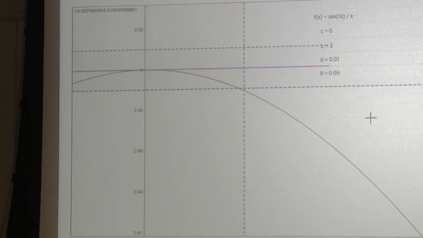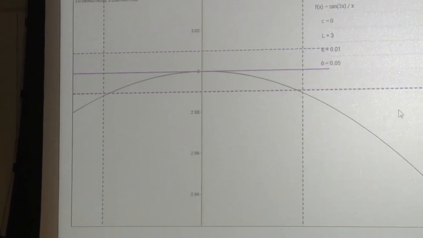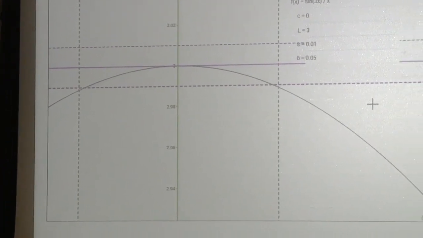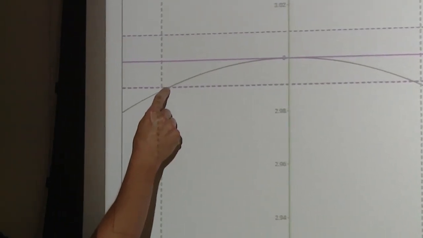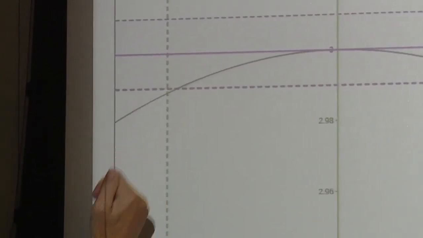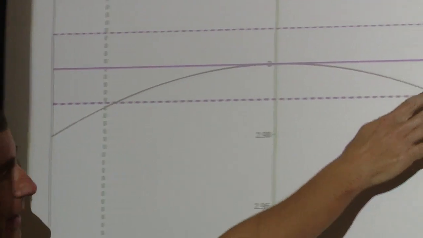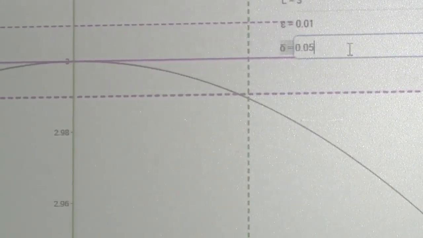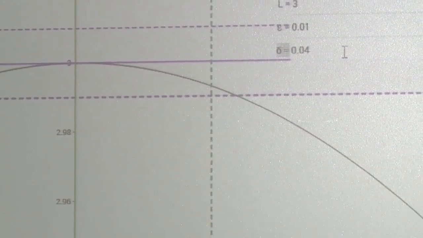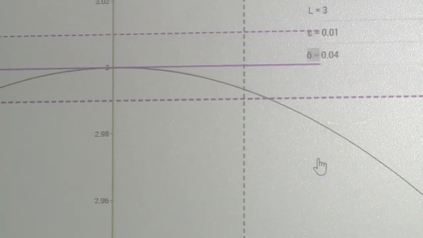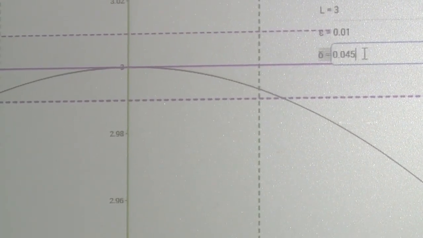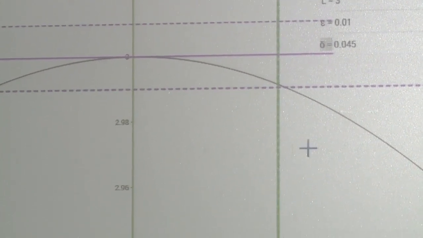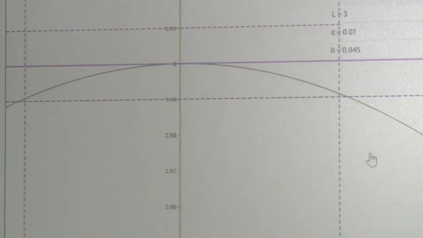Does it work? Not quite, right? If you look carefully, you can see these y values are underneath the epsilon band, as are these. 0.05. 0.04 definitely works, right? We can make it a little bigger, 0.045. That works too, right?